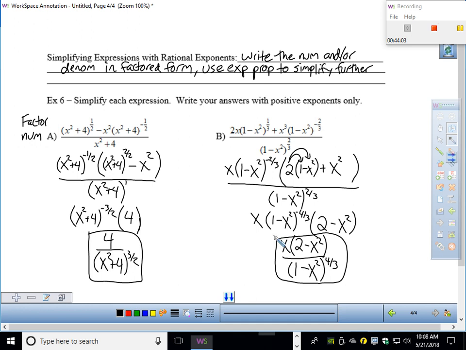So there are a few problems in the practice that'll help you with this, but keep in mind the process from these two examples. And if you have a particular question on, like, where'd you get this and where'd you get that, just call me over at any time.